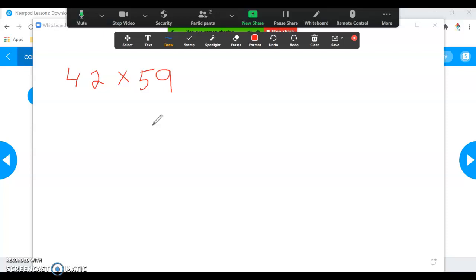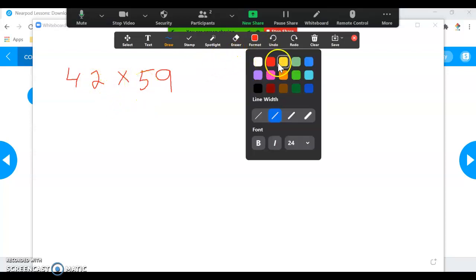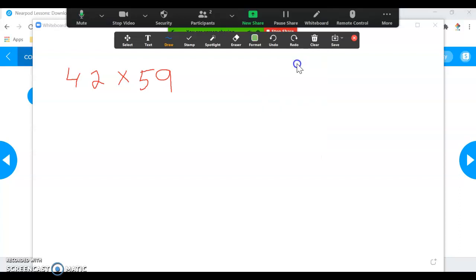Today I'm going to show you guys how you can multiply a two-digit number by a two-digit number. So we have this example, 42 times 59. And we're going to do the vertical method way. That's one of the famous ways that all the students try to multiply two-digit numbers.